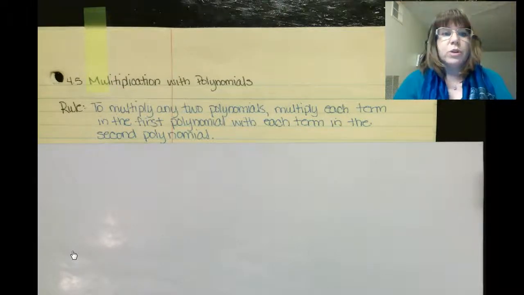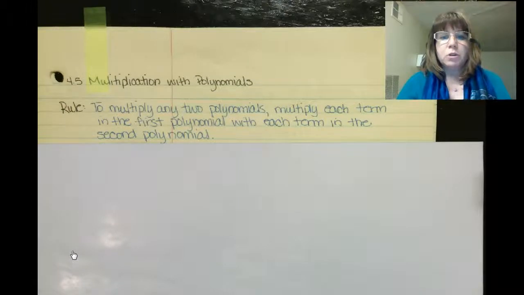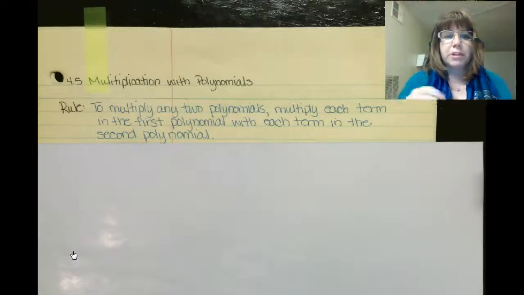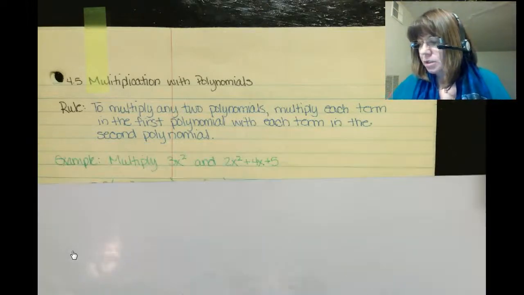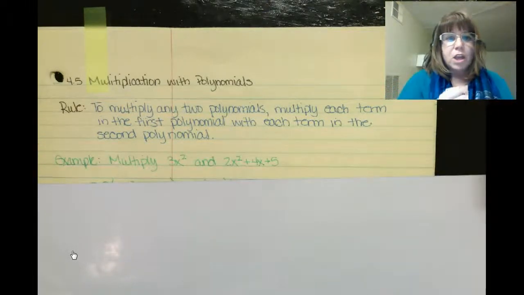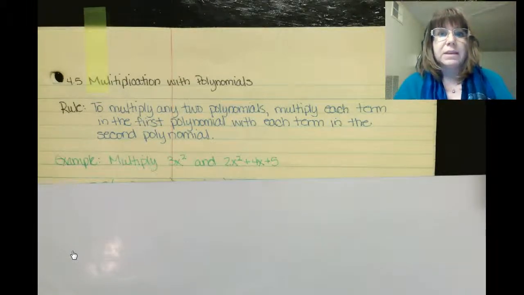Here's our rule when we multiply polynomials. To multiply any two polynomials, we multiply each term in the first polynomial with each term in the second polynomial. So let's multiply 3x squared and 2x squared plus 4x plus 5.